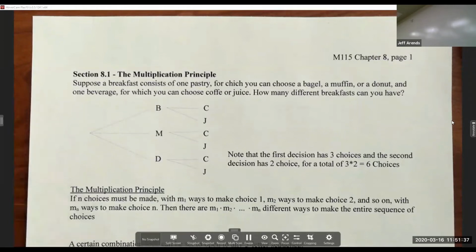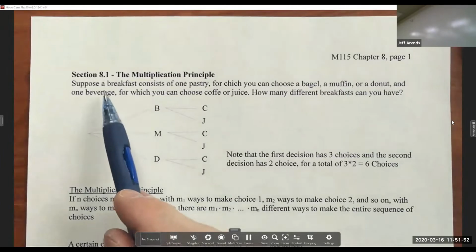Okay, so we're starting section 8.1. We're really starting to deal with what are called counting problems. These are problems where you're just trying to figure out the number of ways that things can happen. So we're going to start off with this example.